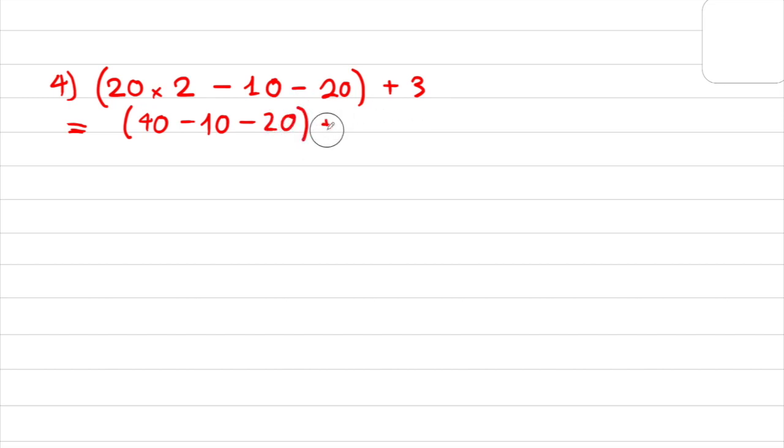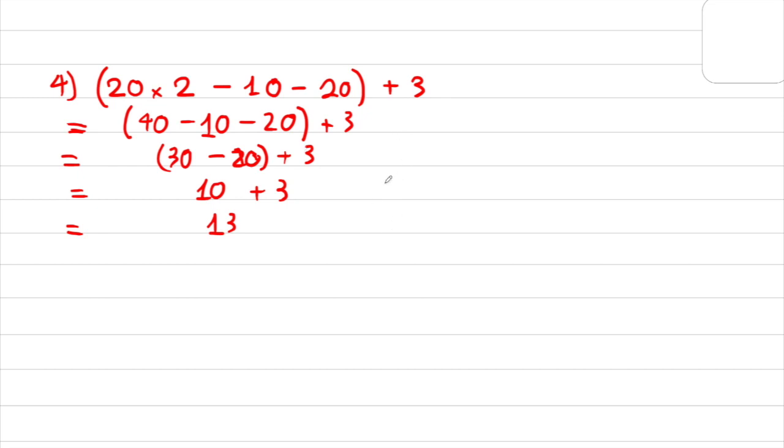Outside the bracket, we repeat it again. Okay, so inside the bracket here, it is a little bit simpler. 40 minus 10 minus 20. From left to right, you get 40 minus 10 minus 20. This result is inside the bracket, and plus 3 outside. For this one, you get 10 and you have plus 3 here. And then you get 13, my final answer for this question.